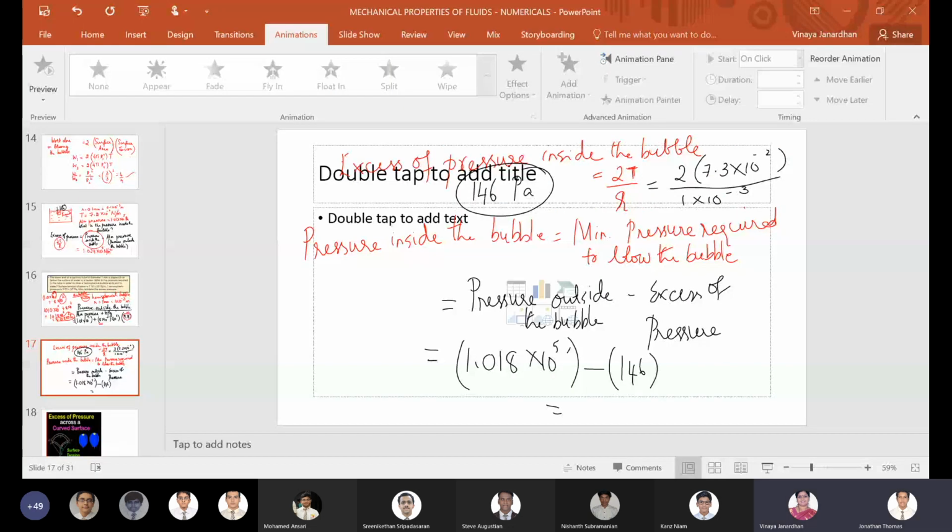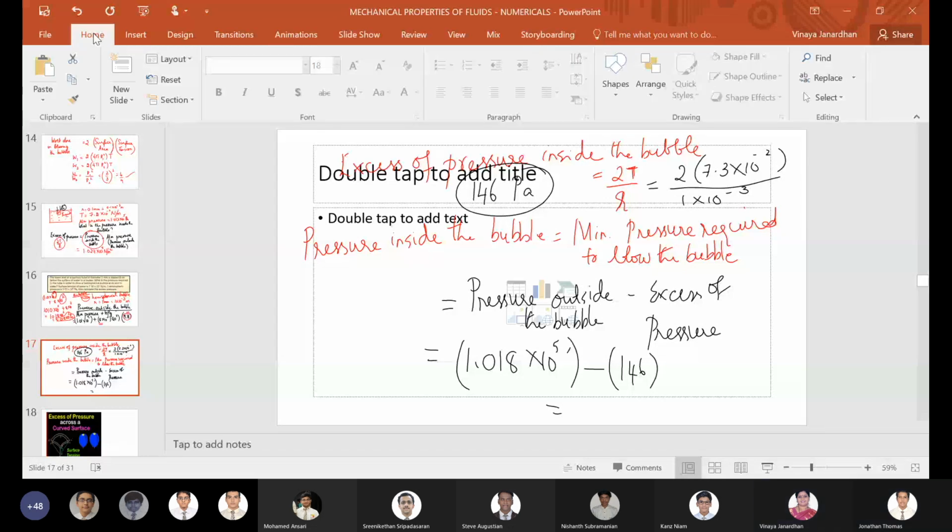Ma'am, here the radius is 2 into 10 raised to minus 3, right? Diameter is 2, right? Okay, ma'am. Okay. Let's check.